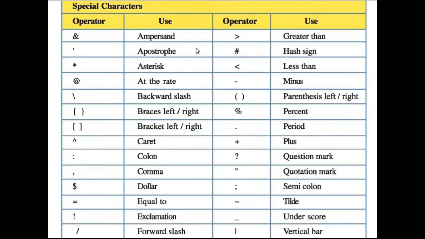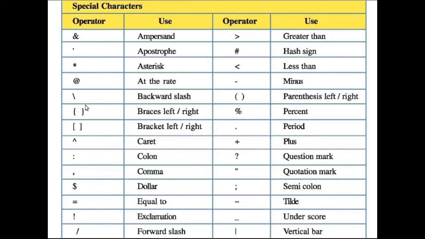Here ampersand we have already used. Ampersand p, ampersand r, ampersand n, we have seen in the interest calculation program. Then this is apostrophe. This apostrophe we are going to use, for example, while giving any value in character data type. Asterisk sign, okay, this we have used in comment. At the rate sign, this is backslash.